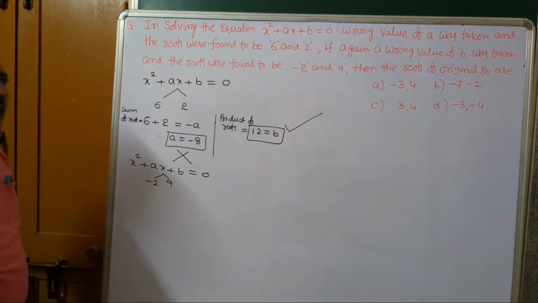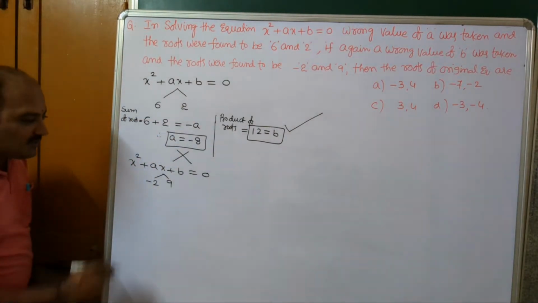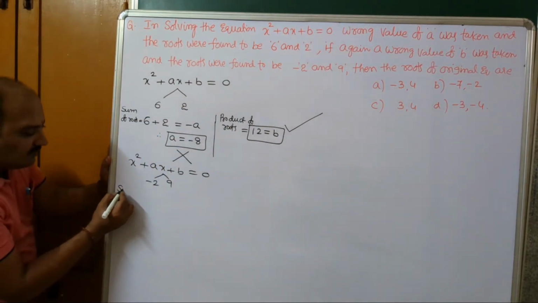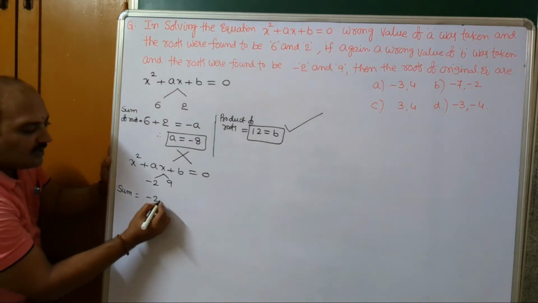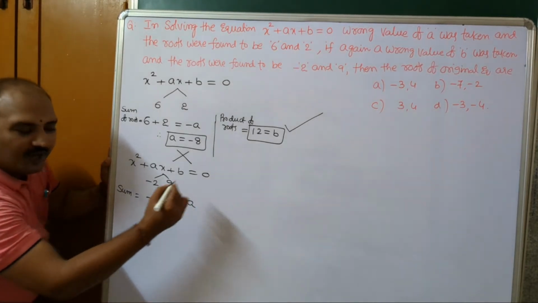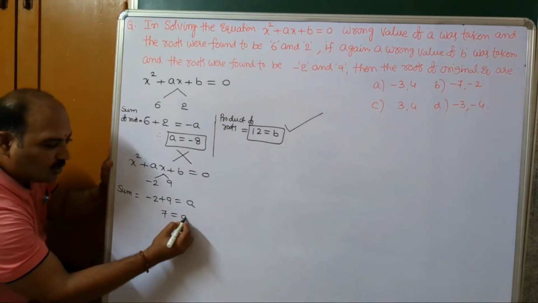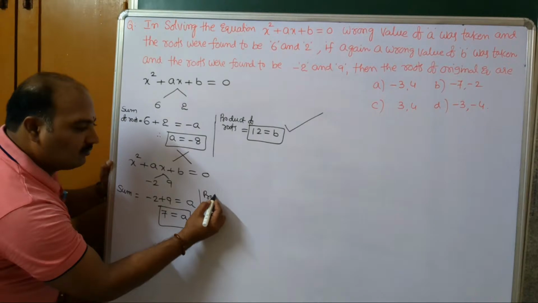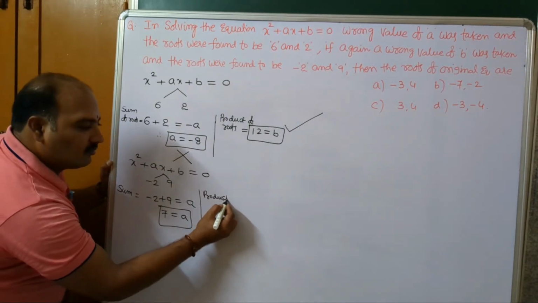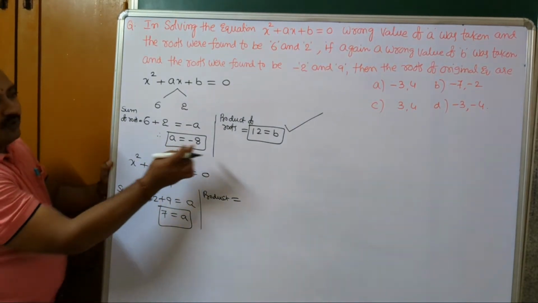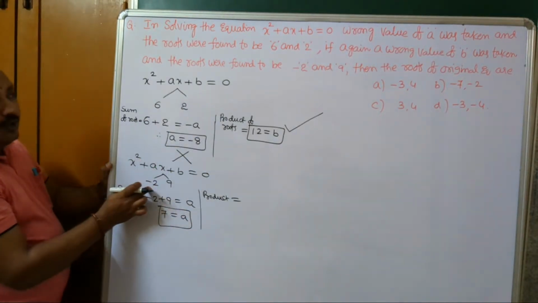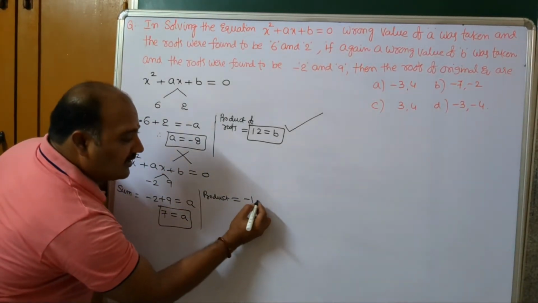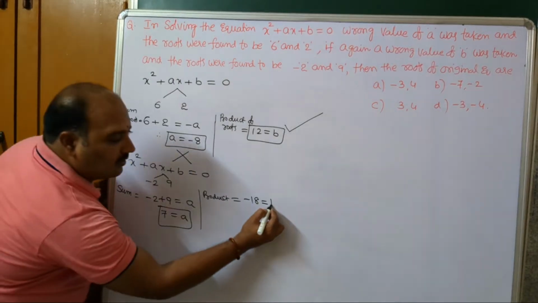Similar procedure, you can calculate sum of the roots and product of the roots. So sum of the roots: -2 plus 9 is equal to a. So 7 is equal to a. A value we got it. Similarly, product. What is the product here? 9 into -2, minus 18 is equal to b.